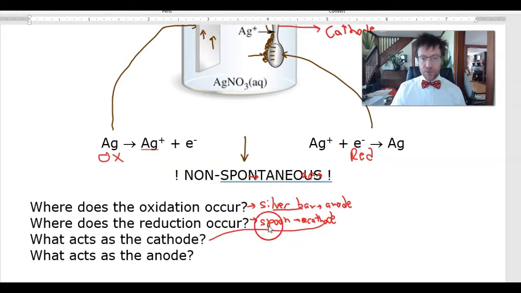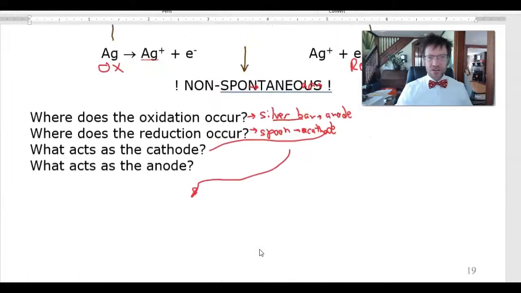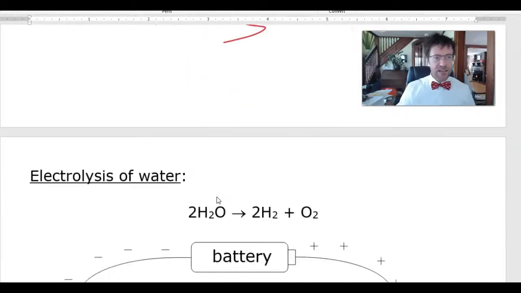Cathode. Spoon. Silver bar. Cathode. You guys get what I'm saying? I answered both of them. It's just weird how it's like tripping out on me. It's not sticking. All right.